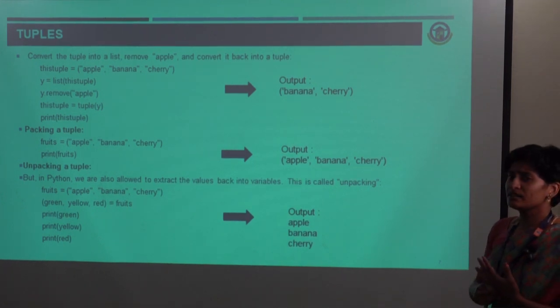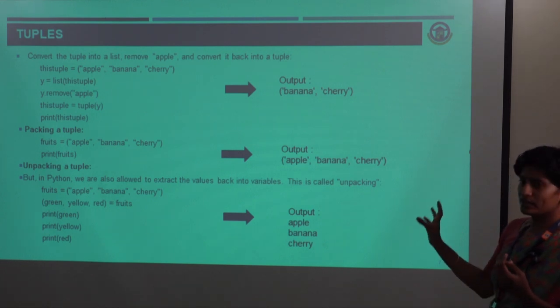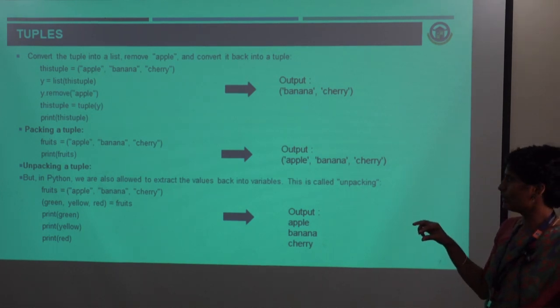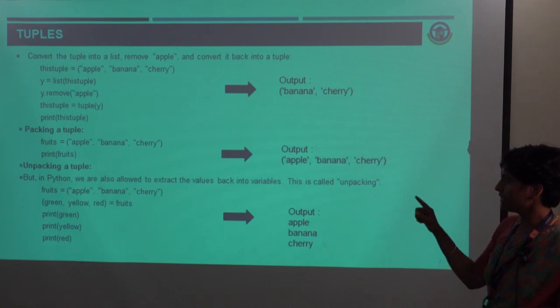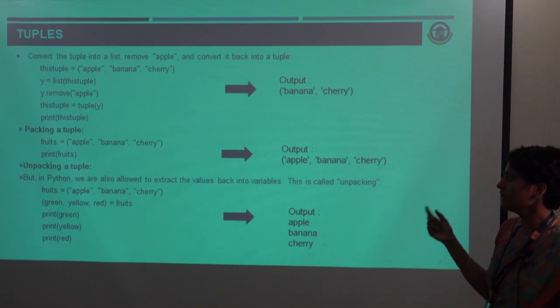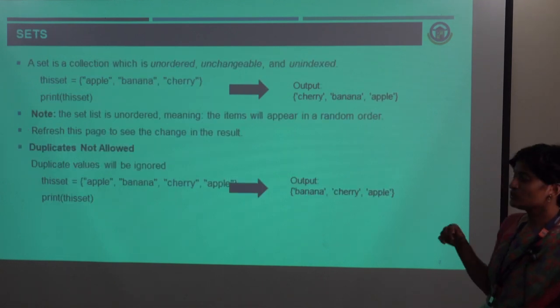Then the new concept in tuples is packing and unpacking. Packing means we directly create the tuple, and unpacking means we extract the values back into variables. So if we print green, it will give the value apple. If we print yellow, it will give banana, and if we print red, it will give cherry.